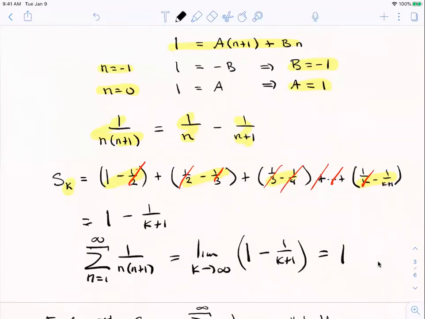So a telescoping series is one in which in each successive term in the partial sum, something shows up with the opposite sign. So the partial sum collapses, if you like, into just its first term and its last term. That's why it telescopes. Okay?